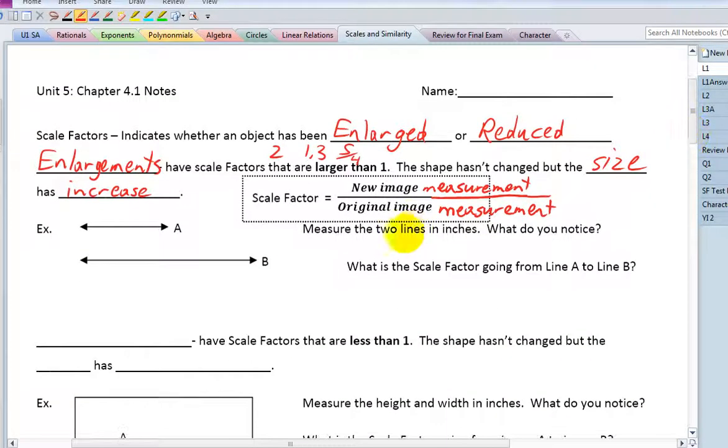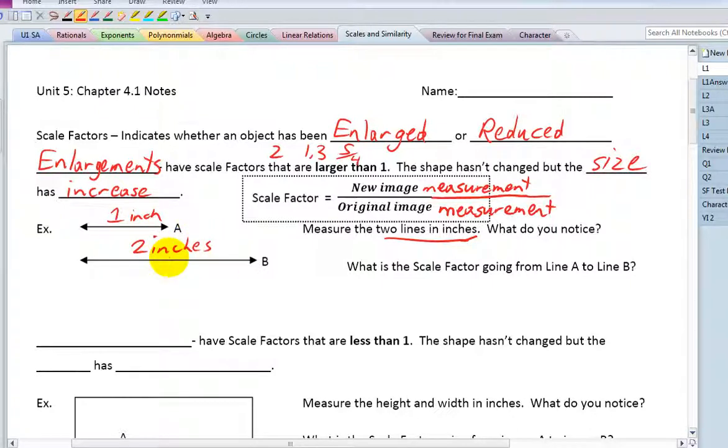We have 2 lines. We're going to measure them in inches. So please use your ruler, measure in inches, see what you get. Some rulers I know don't have inches. That's okay. So right, A is 1 inch and B is 2 inches.